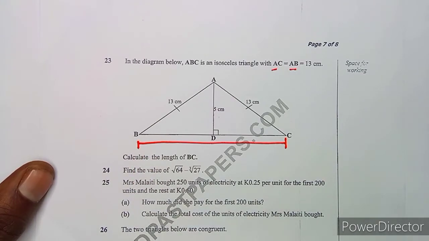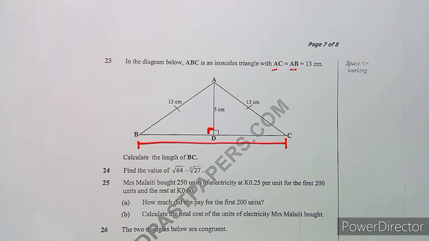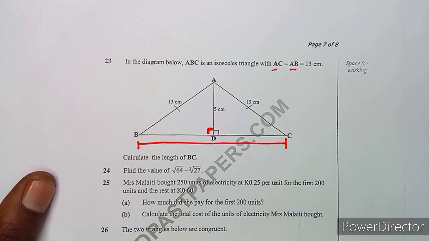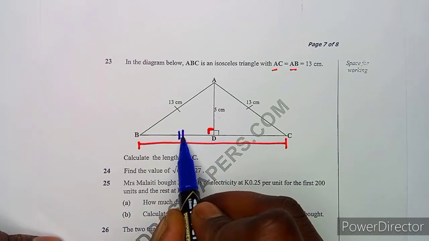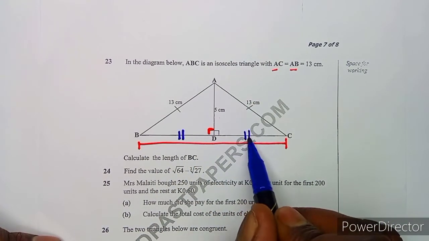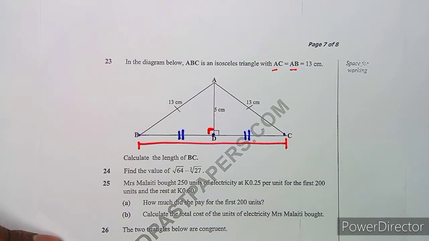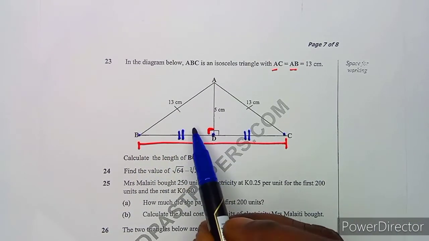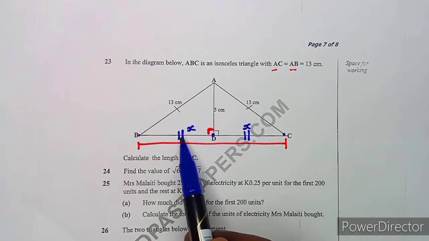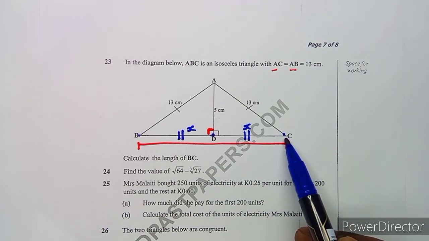Okay, so we know that if this is an isosceles triangle, this perpendicular height is not just an ordinary perpendicular height. It's a special perpendicular height. Why? Because it is going to divide this line BC into two equal parts. BD is equal to DC. So if these two are equal, to find BC, just calculate one of these, maybe this is X, this is X, then you multiply by 2, or add to the other one, because they are equal.